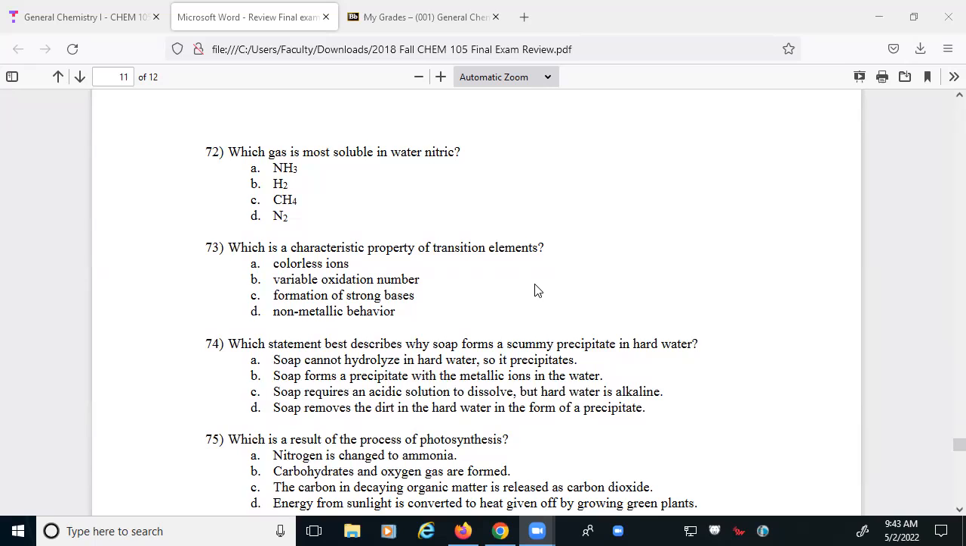Which gas is the most soluble in water? Nitric? Trick question. Water nitric is another way of saying nitric acid. So what do we know about nitric acid in terms of its polarity? Okay. What do we know about water in terms of its polarity? It's polar. So which one of these is the most polar? I'll give you a hint. There's only one that is actually polar.